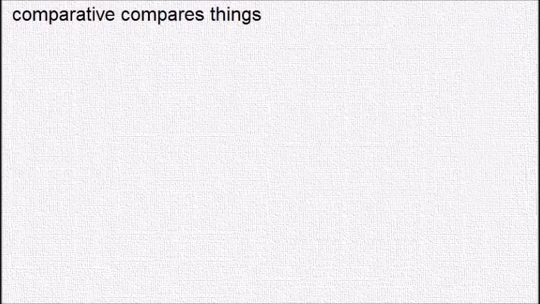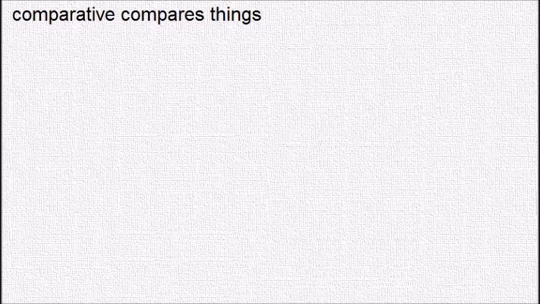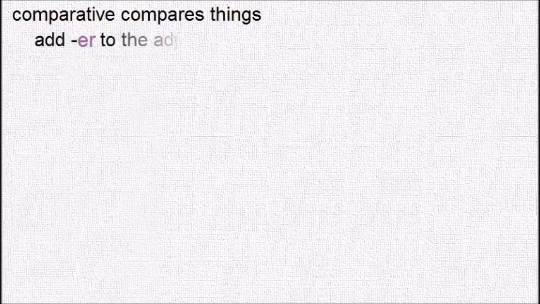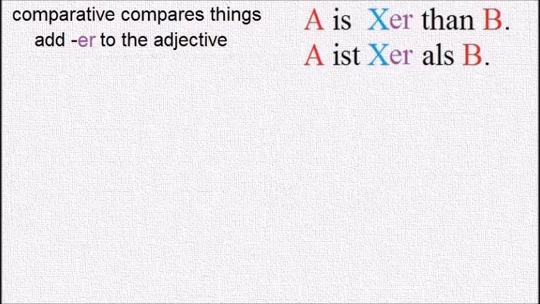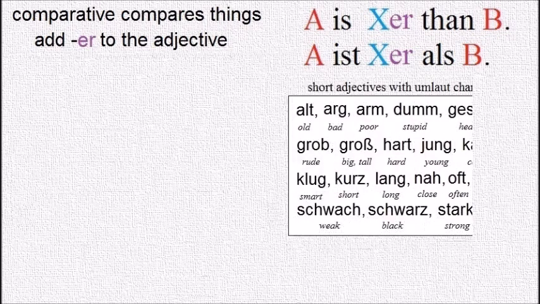Let's look at what we've learned. The comparative is used to compare things. It expresses that one is more in a certain way than the other. It is constructed by adding -er at the end of the adjective. To mention the lesser thing of the comparison, you add the word als afterwards, which means than, followed by the lesser thing. Some adjectives also have their vowel change into an umlaut in the comparative form.